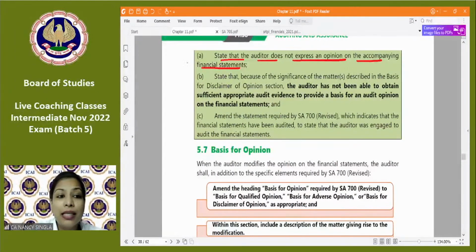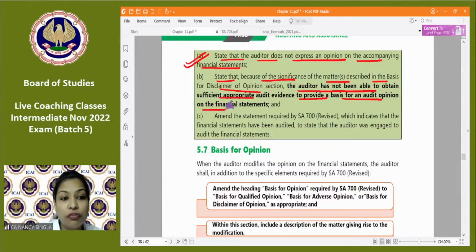ठीक है? क्लियर है, ओपिनियन तो एक्सप्रेस कर ही नहीं रहे हैं ना, because we are unable, see, when we are unable to obtain sufficient appropriate audit evidence, then how can we give an opinion, because our opinion will be based on sufficient appropriate audit evidence. ठीक है? State that because of the significance of the matters described in basis for disclaimer of opinion section, the auditor has not been able to obtain sufficient appropriate audit evidence to provide a basis for an audit opinion on the financial statement. तो हम बताएंगे ना कि basis of opinion section में हमने बताया कि what is the matter, कि with respect to what aspect we are not able to obtain sufficient appropriate audit evidence, and it is so significant that we are not able to give our opinion.